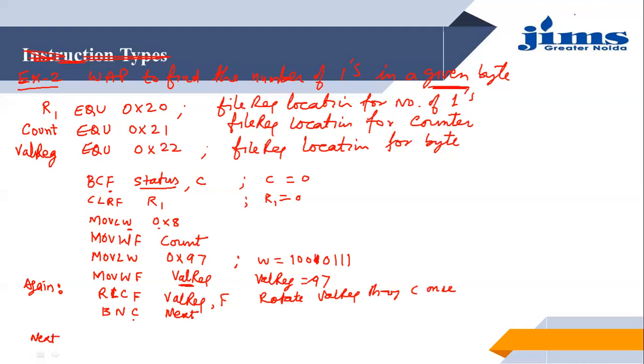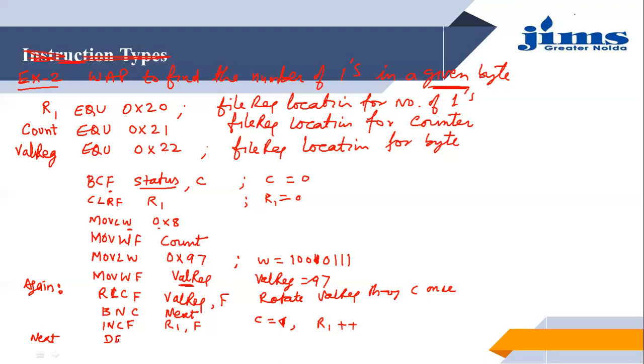But if C is set, then I will increment the file, which is the file R1. R1 was initially made equal to 0. So if C is equal to 1, then R1 will get incremented, R1 plus plus. So otherwise, one operation is complete.